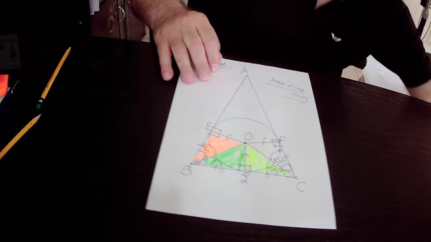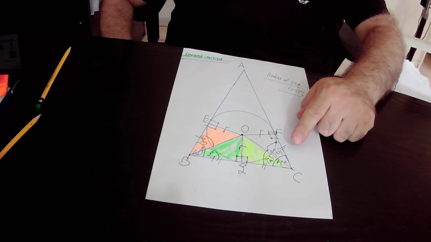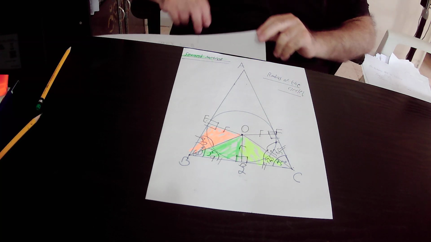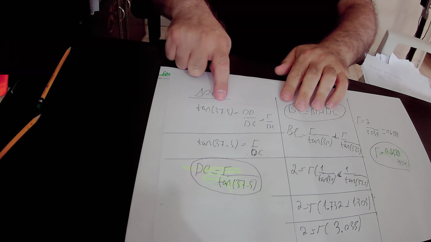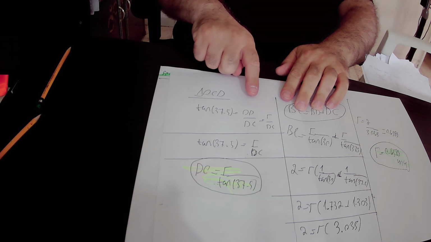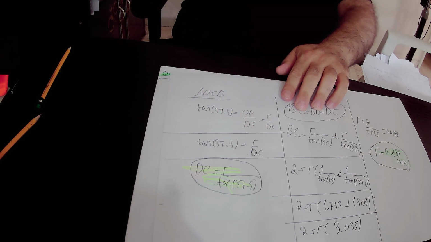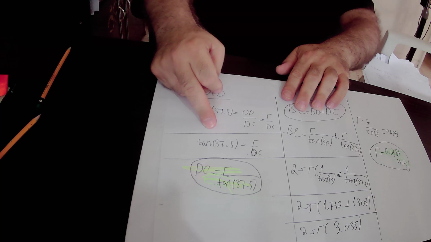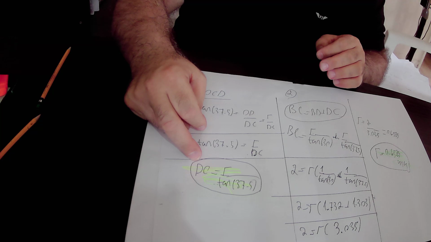Then we focused on the yellow triangle ODC. In the yellow triangle ODC, tangent 37.5 degrees equals OD over DC. OD equals R. Therefore, in conclusion, we found out that tangent 37.5 degrees equals R over DC. We multiply this equation by DC and then we divide it by tangent 37.5 degrees, and in conclusion, we found out that DC equals R over tangent 37.5 degrees.